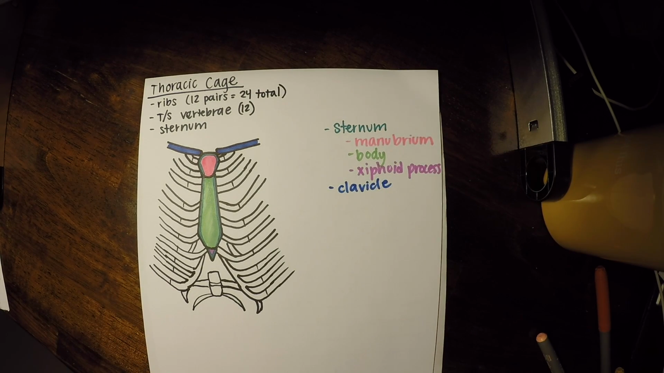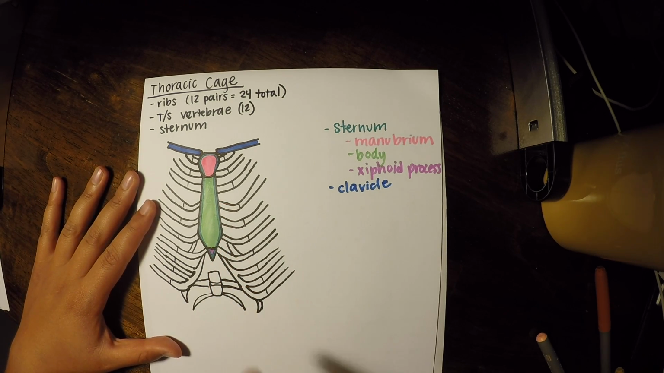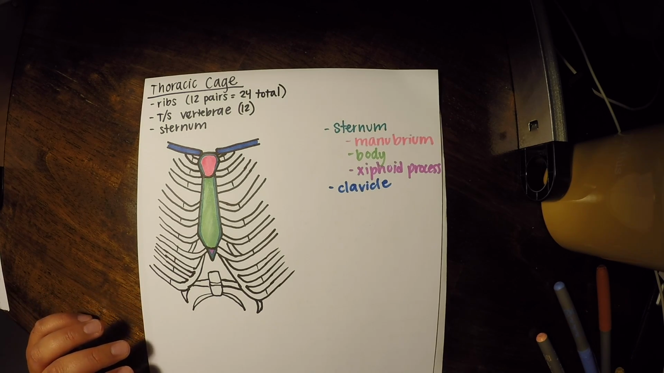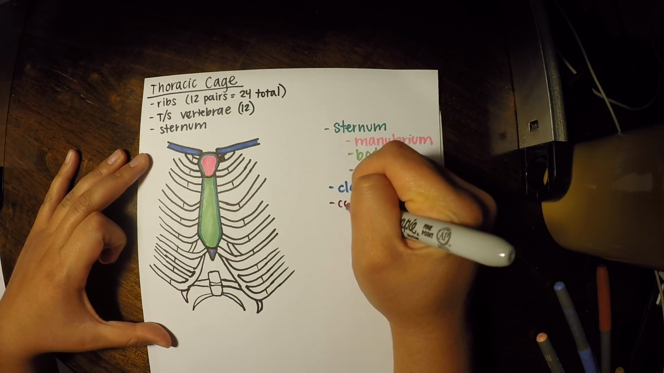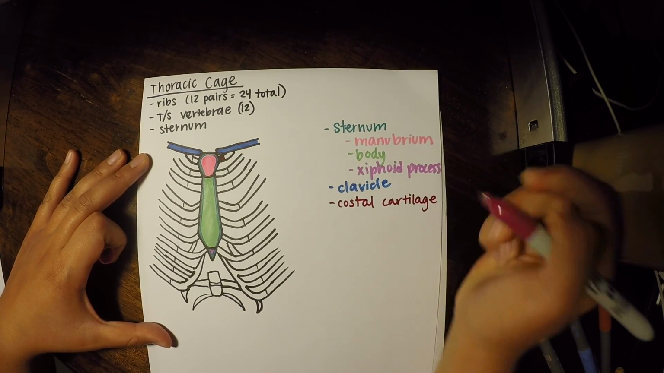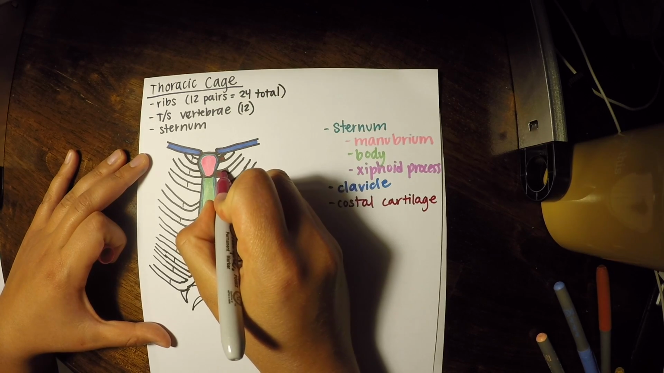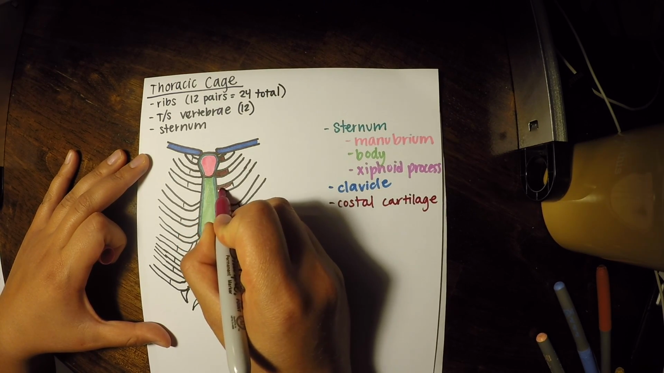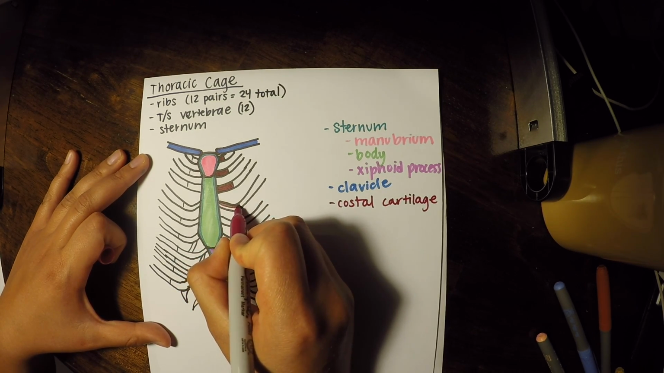Now we have something that attaches to the clavicle, that attaches to the sternum, and that is called our costal cartilage. Let me write that in. Costal cartilage. Remember, whenever we talk about the word costal, we mean ribs. So it really means rib cartilage. And our costal cartilage is how our ribs attach to our sternum, as you can see.